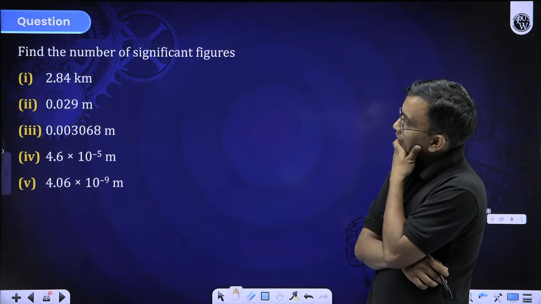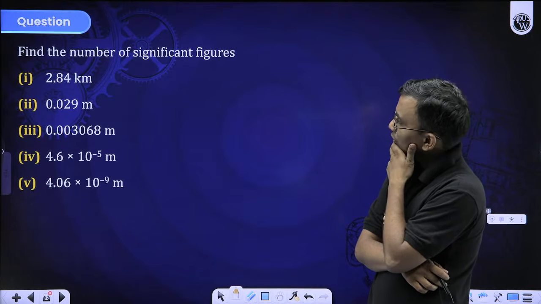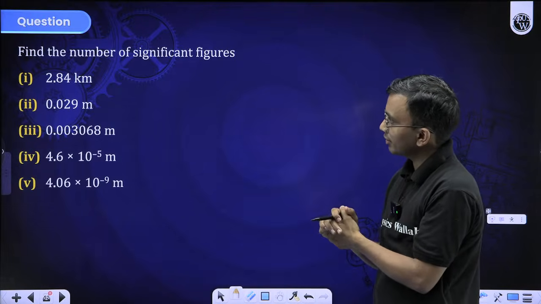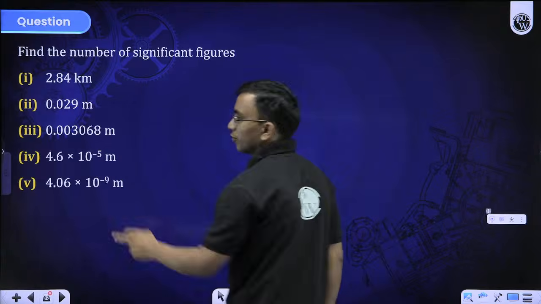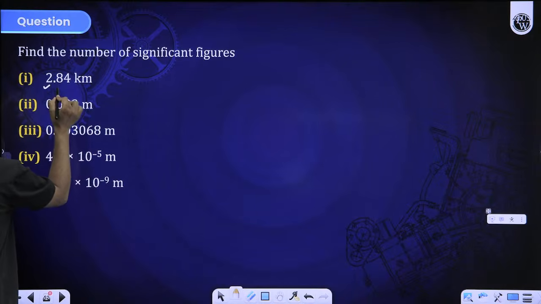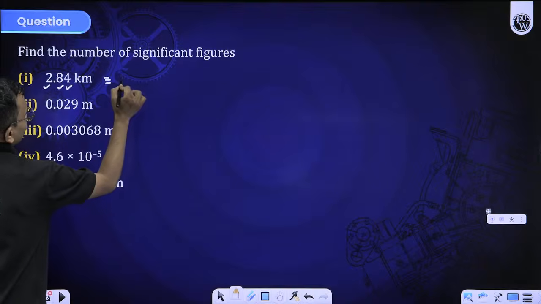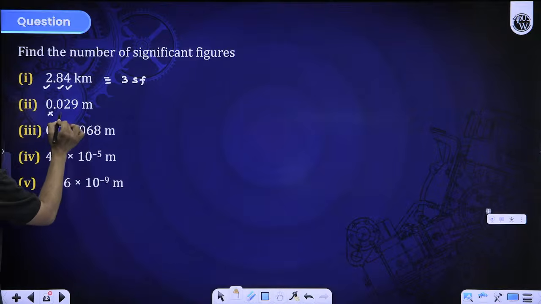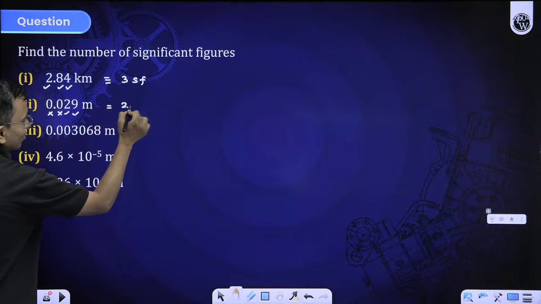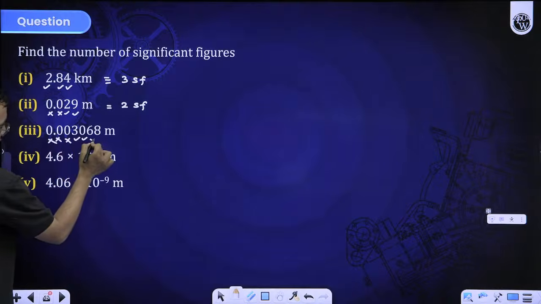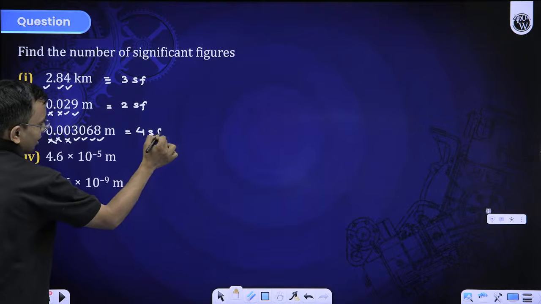find the number of significant figures in this. Can you do it? First, second, third, fourth, fifth. Just apply the rules which we discussed till here. This is 2.84. All non-zeros are there. It means this is significant, this is significant, this is significant. Here I am having 3 significant figures. Here, this is not significant, this is not significant because this is before the first non-zero. This is significant, this is significant. This is 2 significant figures. Here, not this, and this, 4 significant figures.